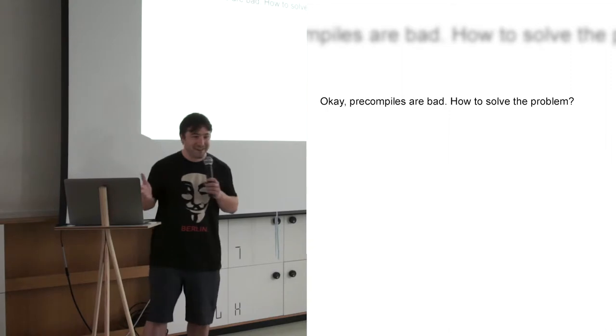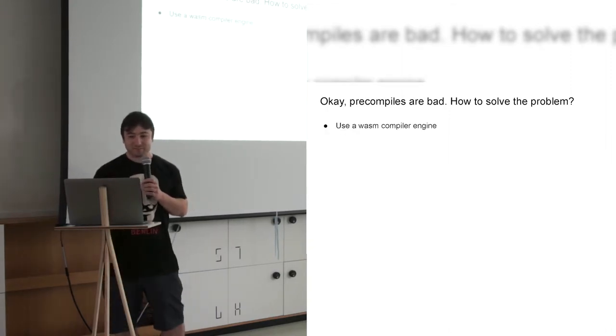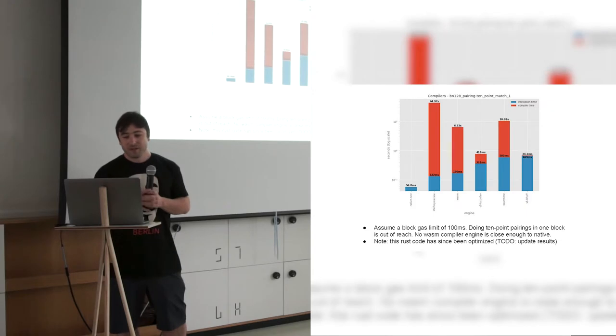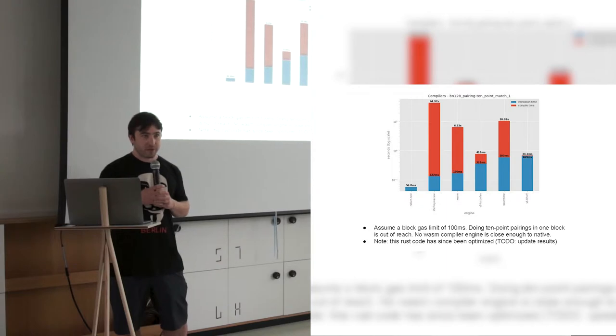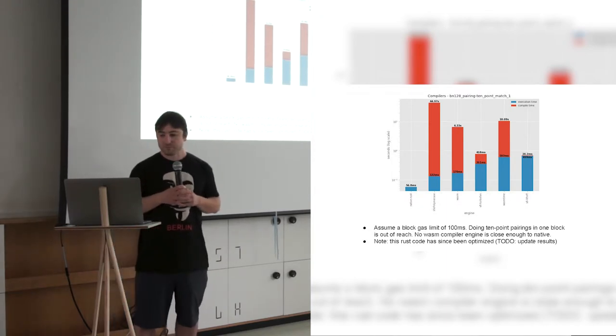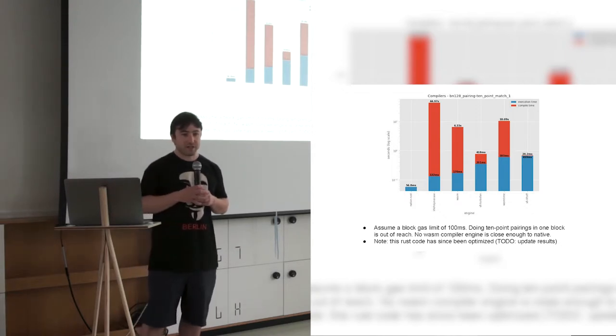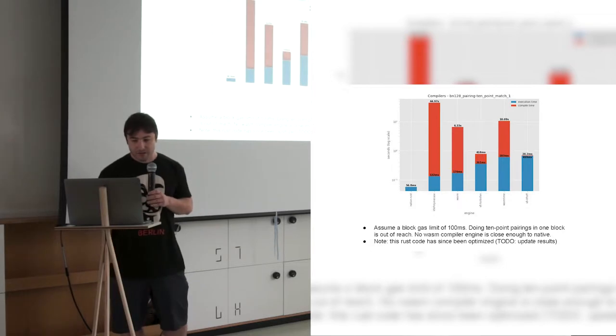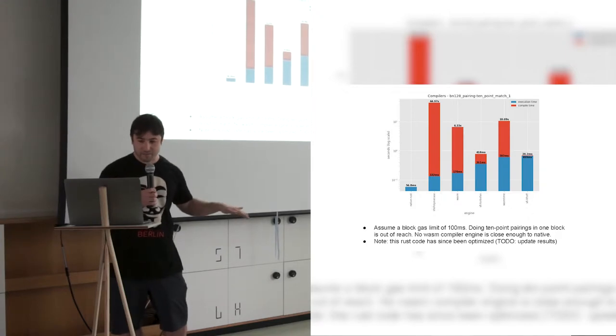Okay, so precompiles are bad. How do we solve the problem? Use a compiler engine. So if we use a compiler engine, what precompiles become practical? One of our test cases is doing a 10-point pairing match. And we can see even in this benchmark, if we assume 100 milliseconds is the cutoff, then not even an optimizing compiler engine gets it below that cutoff.